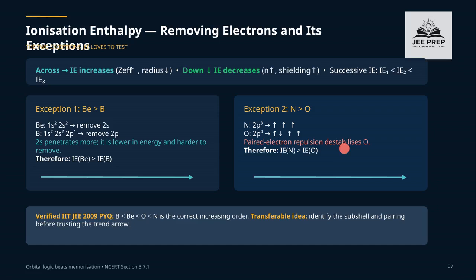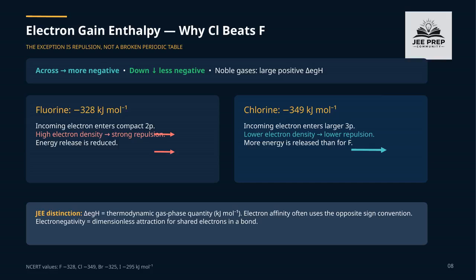That property is electronegativity. Electronegativity is the ability of an atom in a chemical compound to attract the shared electron pair towards itself. This definition contains the key distinction. Electronegativity is a property of a bonded atom, not the thermodynamic energy change of an isolated gaseous atom. It is dimensionless and is commonly expressed on the Pauling scale, where fluorine is assigned 4.0.